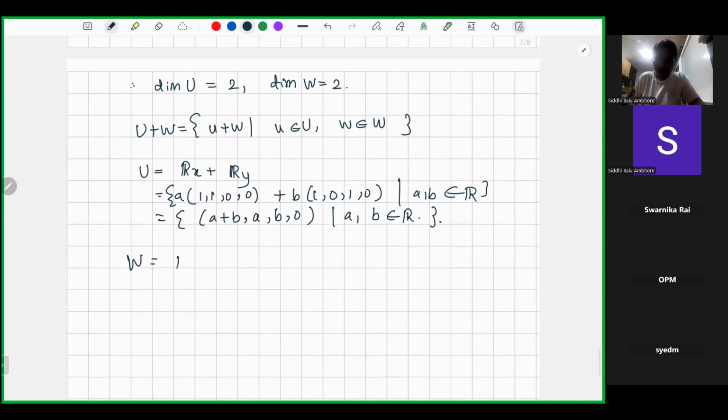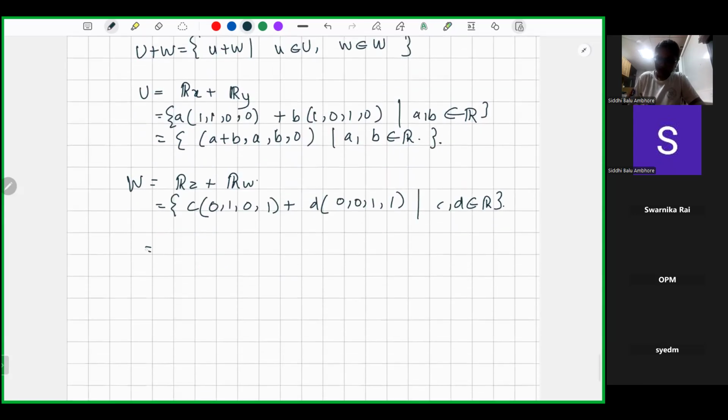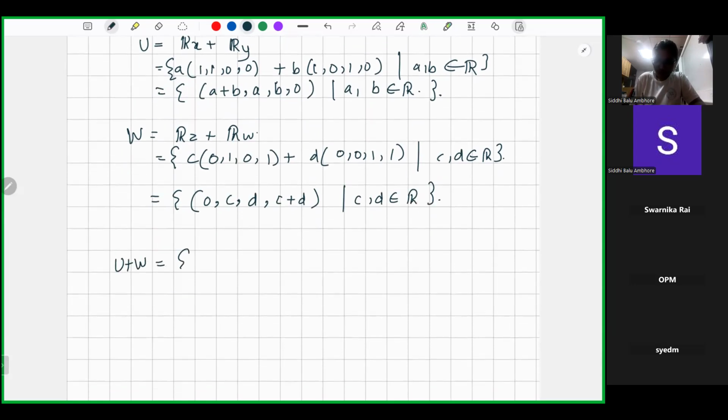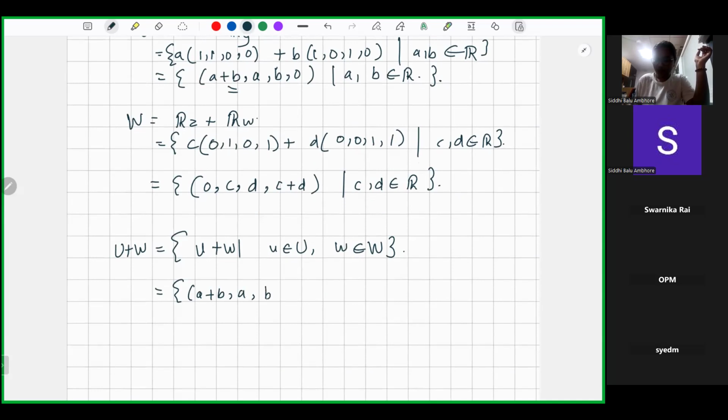And now W is Rz plus Rw. So this is c times 0, 1, 0, 1, plus d times 0, 0, 1, 1, such that c and d are in R, and this becomes 0, comma c, comma d, comma c plus d, such that c, d are in R. Okay, so U plus W now becomes the addition of these two, where u in U and w in W. And a, b, c and d are in R.